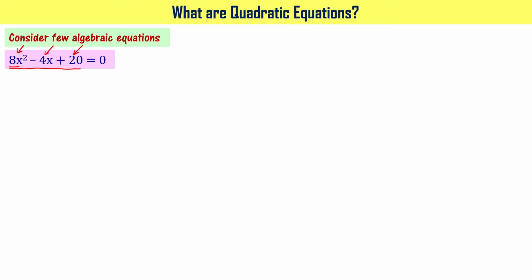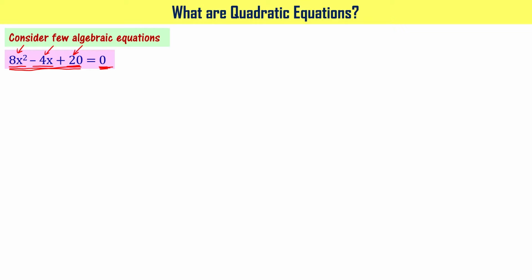You have 8x square, which is a term containing variable, and minus 4x is also a term containing variable, and plus 20 is a constant term, right? That is the reason this one is called an algebraic expression. Now on right hand side you have 0. This can be called a constant term, or in other words you can say that this is a numerical expression.